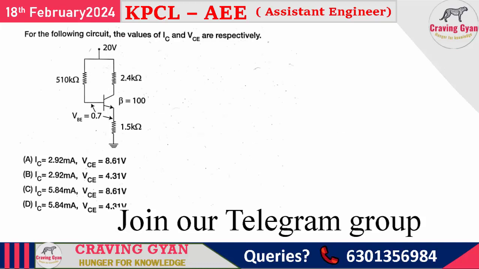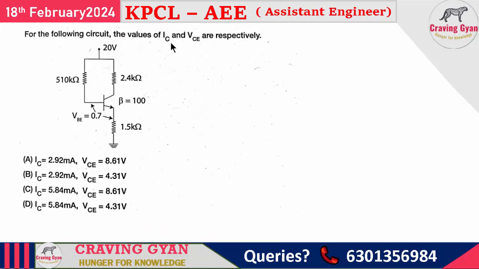Now in this first question, they're asking us to find the collector current and the voltage across the collector to emitter terminal. The given transistor is an NPN transistor. We have been provided the biasing also. There are two modes of operation: the transistor may be operating in linear region, or in saturation region.